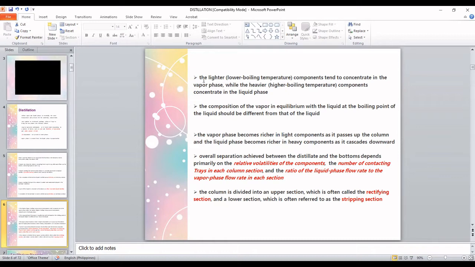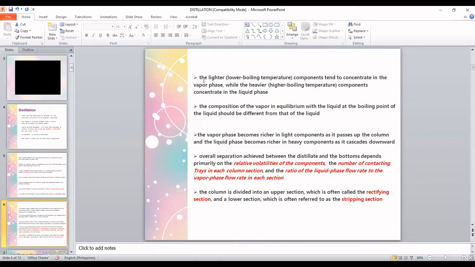So the degree of separation is still dependent on the relative volatility of the components of your original feed in reference to one another. It also depends on the number of contacting trays, or the contacting stages, in the column section. The column section will be discussed in the next bullet. And it depends on the ratio of the liquid phase flow rate to the vapor phase flow rate in each section.